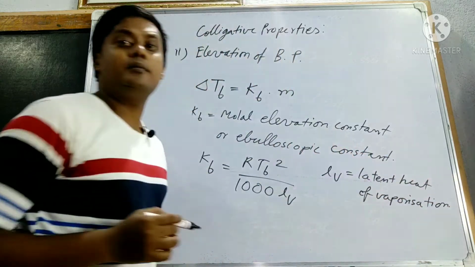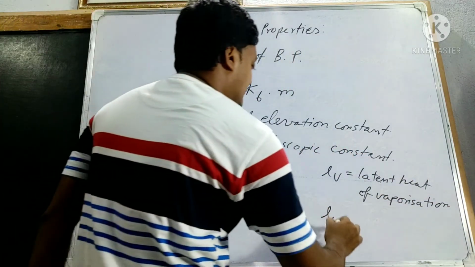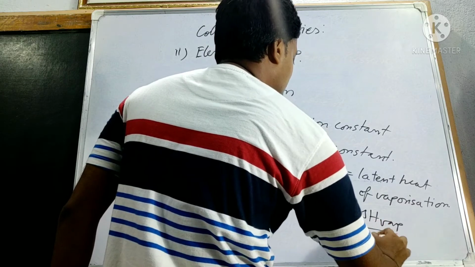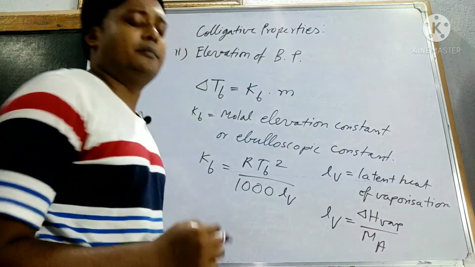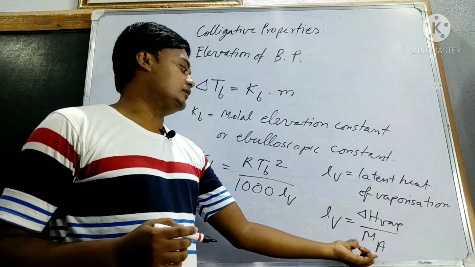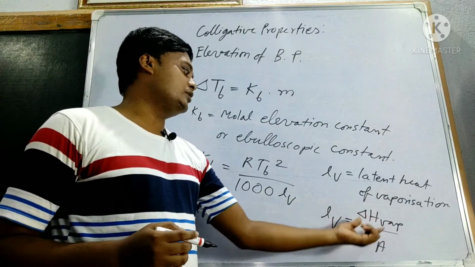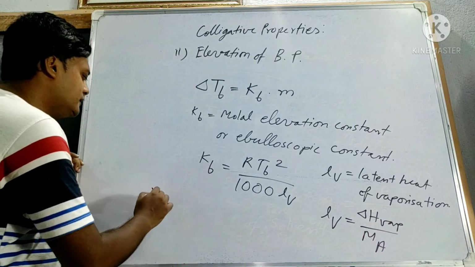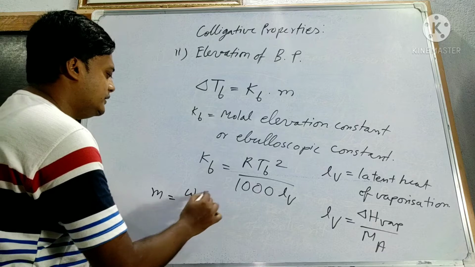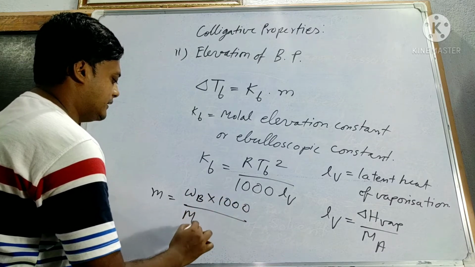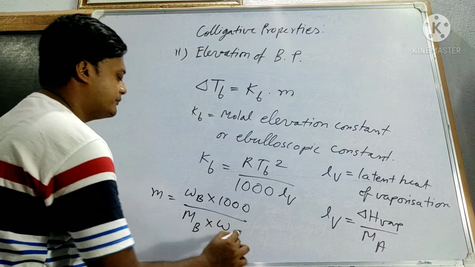LV, latent heat of vaporization. LV equals delta H vaporization by Ma, the enthalpy of vaporization divided by the molar mass of solvent. So that is the ebullioscopic constant, and m is molality, which is Wb into 1000 by Mb into Wa.